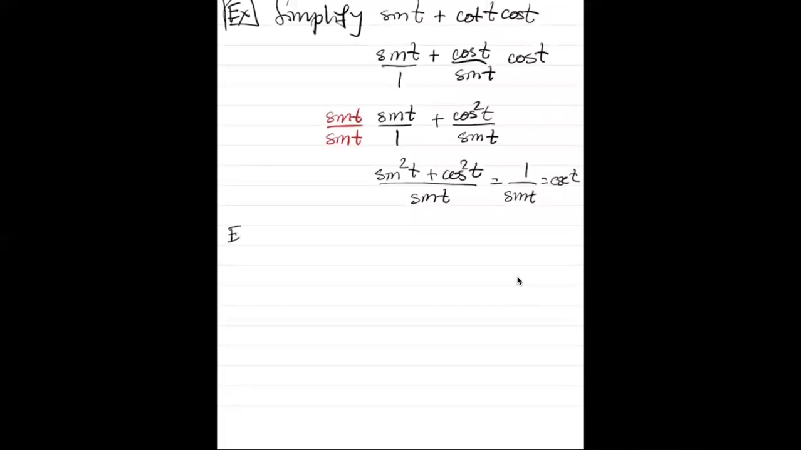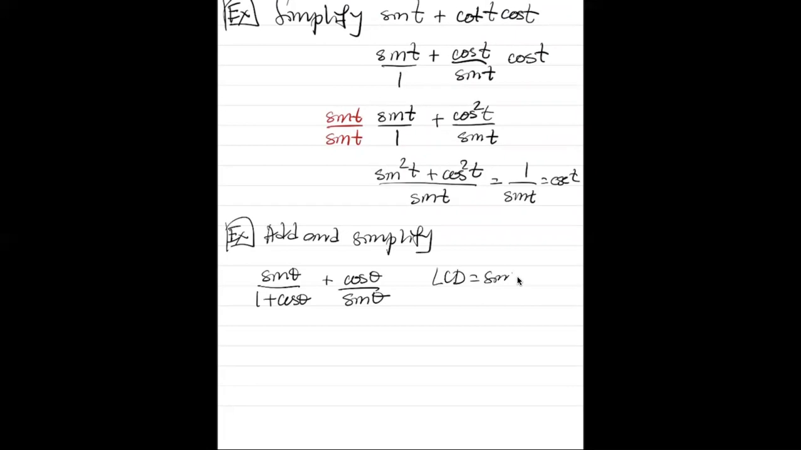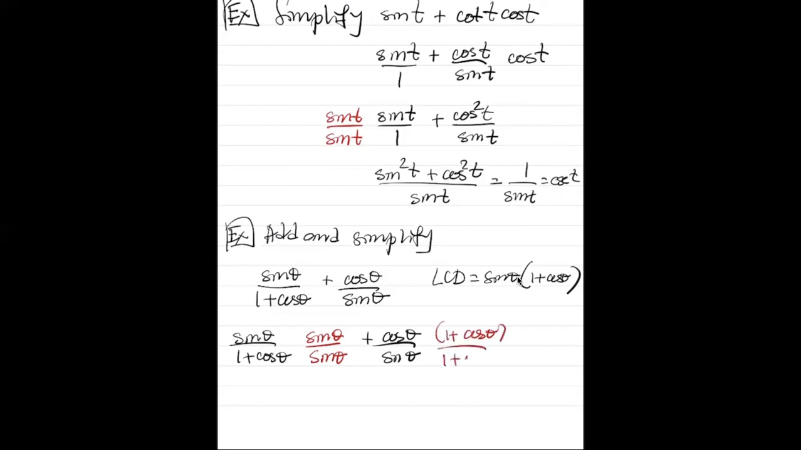So another example where we have to add and simplify. Sine of theta over 1 plus cosine theta plus cosine theta over sine theta. So the LCD is sine theta times 1 plus cosine theta. So we're going to rewrite this. The first fraction has a denominator 1 plus cosine theta, but does not have sine of theta, so we want to multiply top and bottom. The second fraction has sine theta, but does not have 1 plus cosine theta, so we're going to multiply top and bottom. So now both fractions have the same denominator.